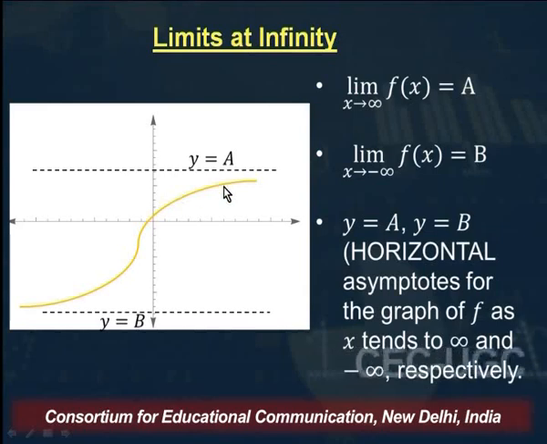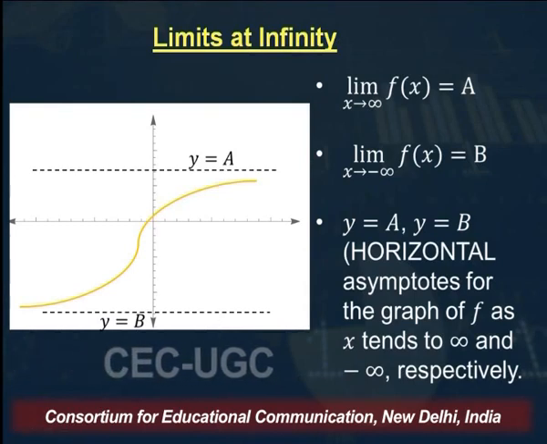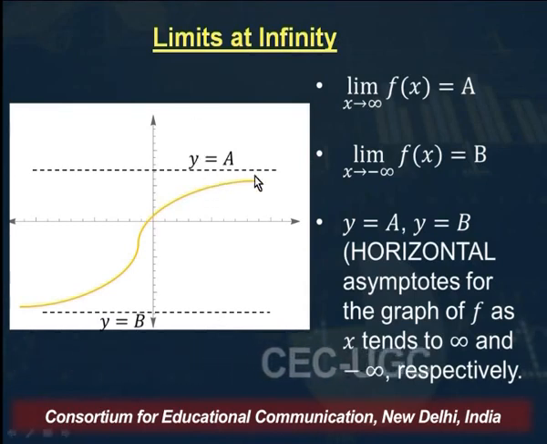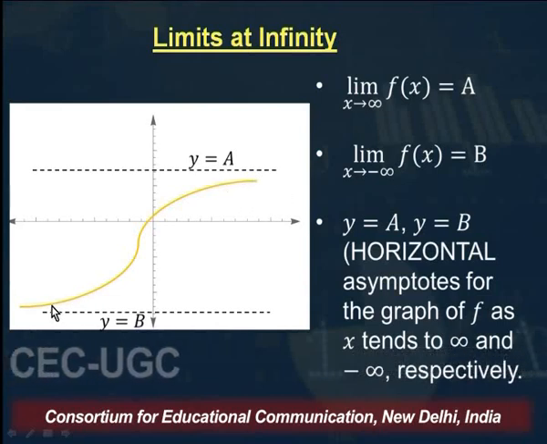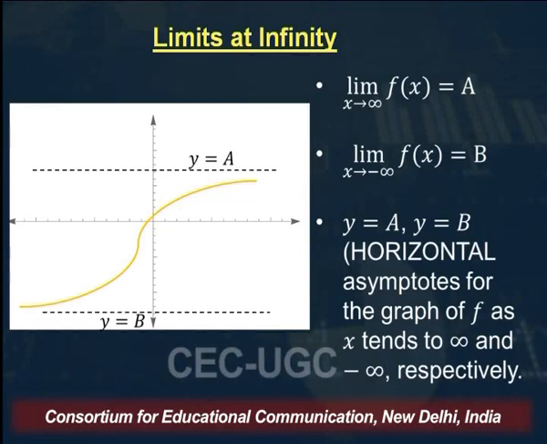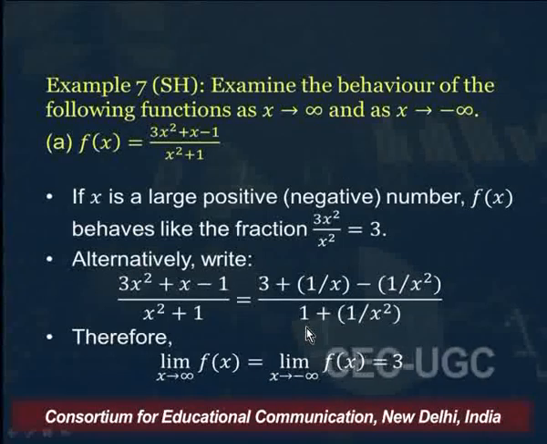So you can see here that the lines y equal to A and y equal to B are our horizontal asymptotes. y equal to A is a horizontal asymptote as x approaches infinity, and y equal to B is the horizontal asymptote of the graph of the function as x approaches minus infinity.